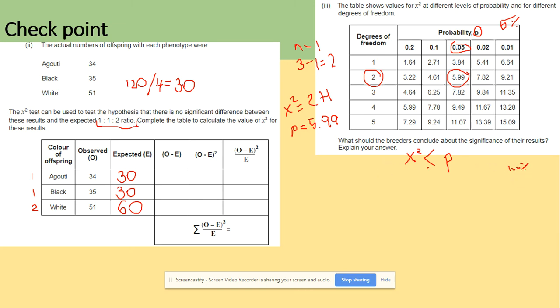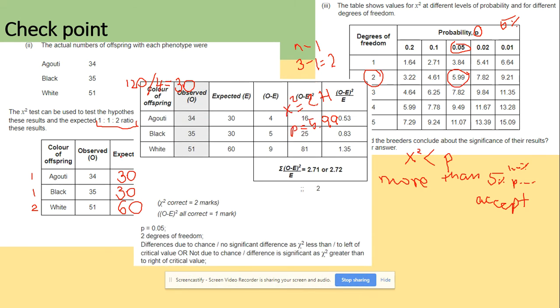scale which we did. So in this situation here, there is more than 5% probability that the results are due to chance. Okay, hence you are going to accept, sorry for my handwriting, accept the null hypothesis. Okay, so there is no significant difference between the observed, because that's what we're checking, observed and expected values. And this is how we're going to write this down.